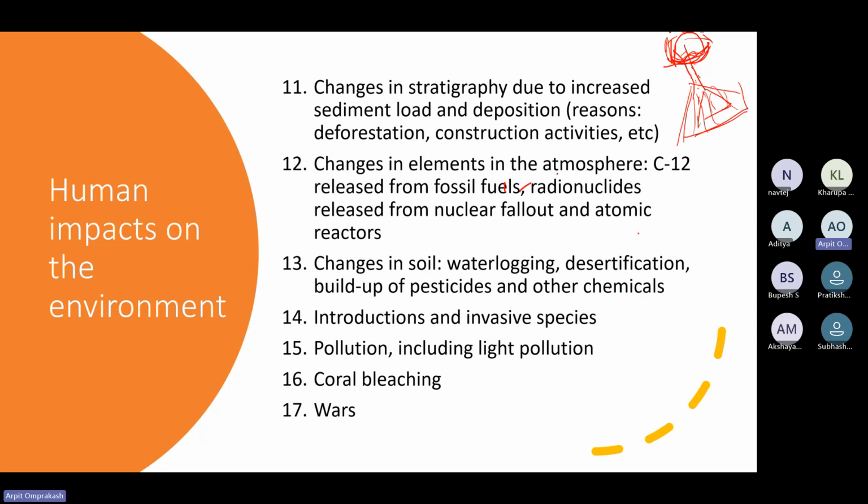Examples are lantana and stuff that were brought in. So basically, Congress leaf is another plant that was brought in by the Britishers, and it has been a very invasive plant throughout the Western Ghats. Then we have things such as pollution, including air pollution, noise pollution, water pollution.